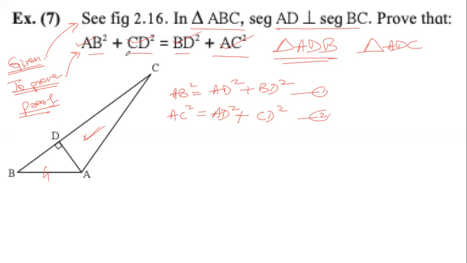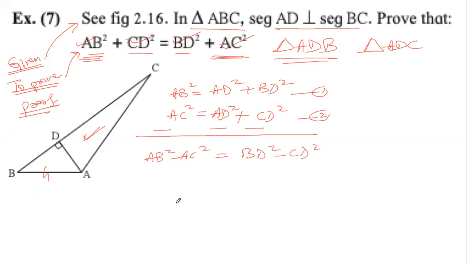Notice, in the to prove part, AB square and AC square are on different sides of the equal to sign. Now this we can get by subtracting. So this becomes AB square minus AC square equals AD square minus AD square, which is 0, plus BD square minus CD square. Don't be scared. Now if you take AC square to this side and bring CD square to the other side, AB square plus CD square equals BD square plus AC square. This is what we had to prove. It is done.